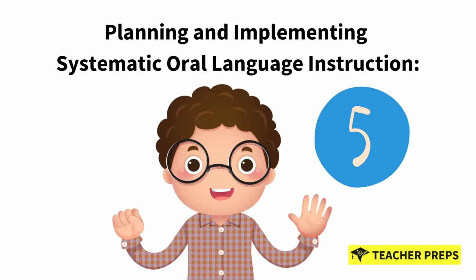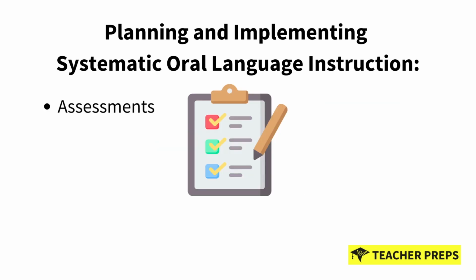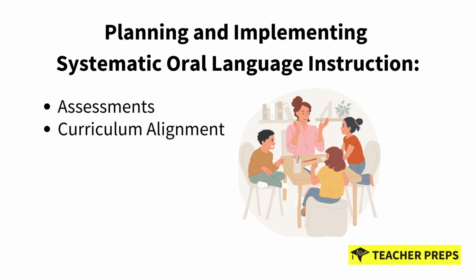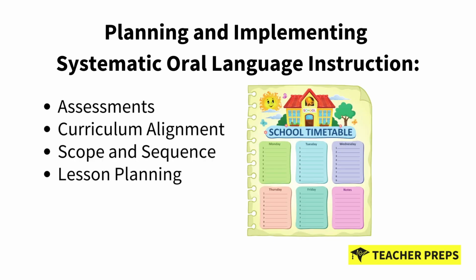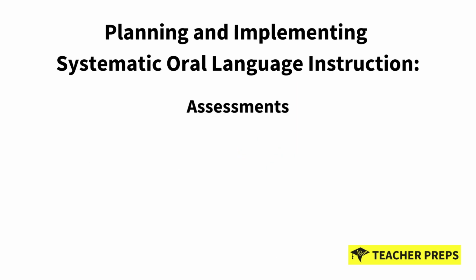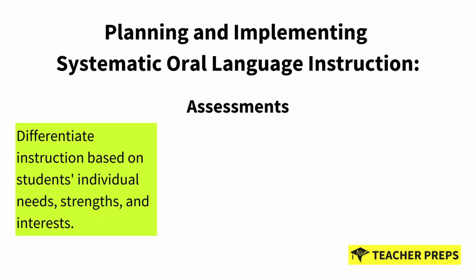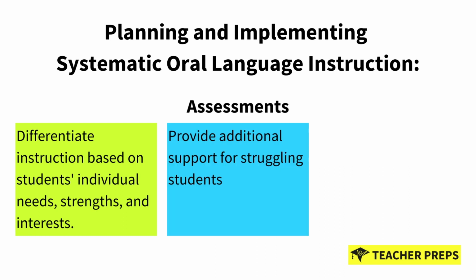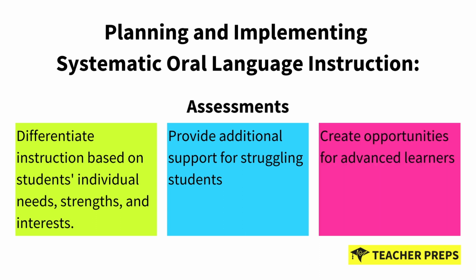Planning and implementing systematic oral language instruction includes 5 major sections: assessments, curriculum alignment, scope and sequence, lesson planning, and differentiation. For your exam regarding assessments, remember that the test administrators want you to differentiate instruction based on students' individual needs, strengths, and interests. Provide additional support for struggling students, and create opportunities for advanced learners.